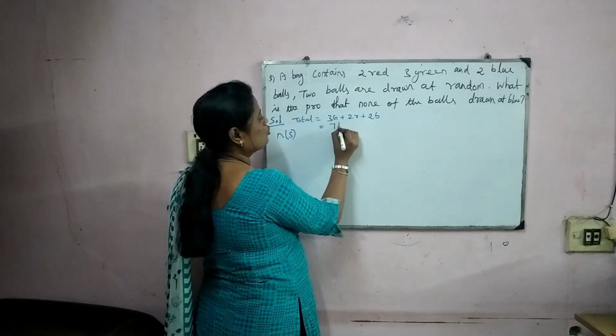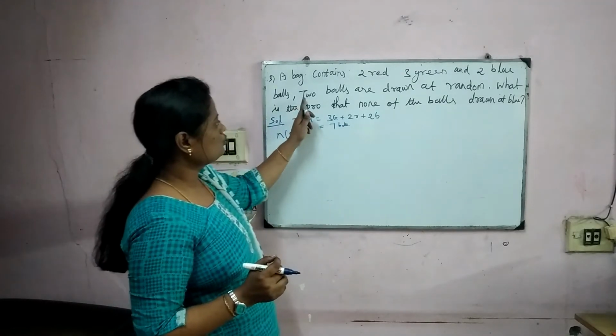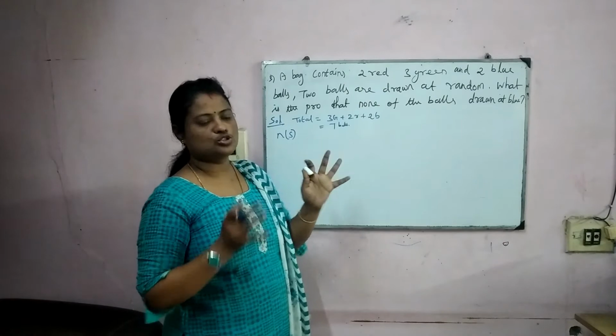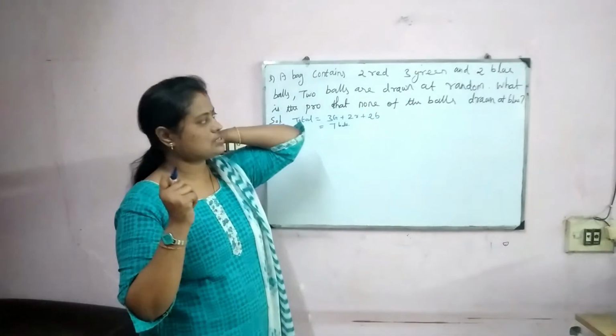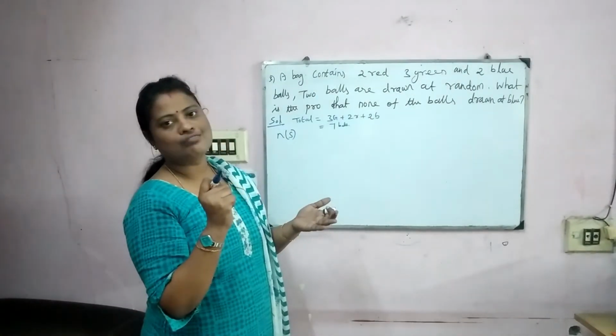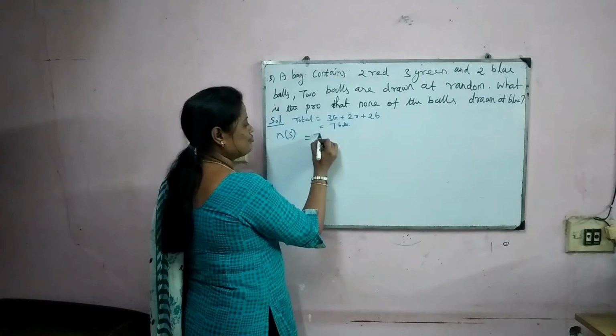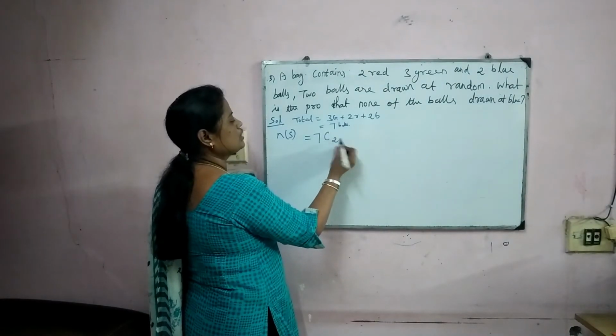So anyway, the total will be 7 balls. But they asked that 2 balls are drawn at random. So from the 7 balls we are going to select 2 balls. Selection means we have to apply combination. From the 7 balls we are going to select 2 balls.